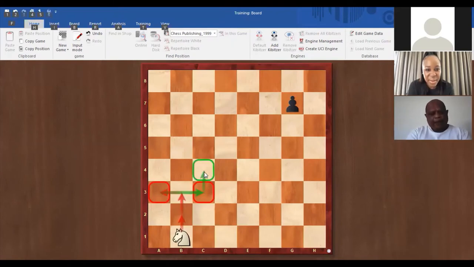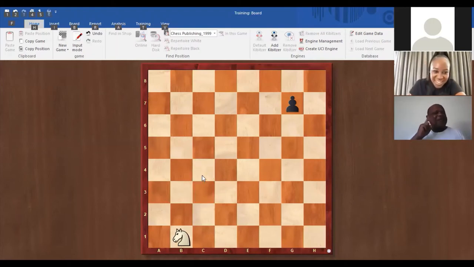Yeah. Okay. So now, may I ask that you write the position of the knight on your piece of paper? This is not going to be easy at all, but not impossible, but not easy. So the knight is on B1. Right. And the pawn is on G7.